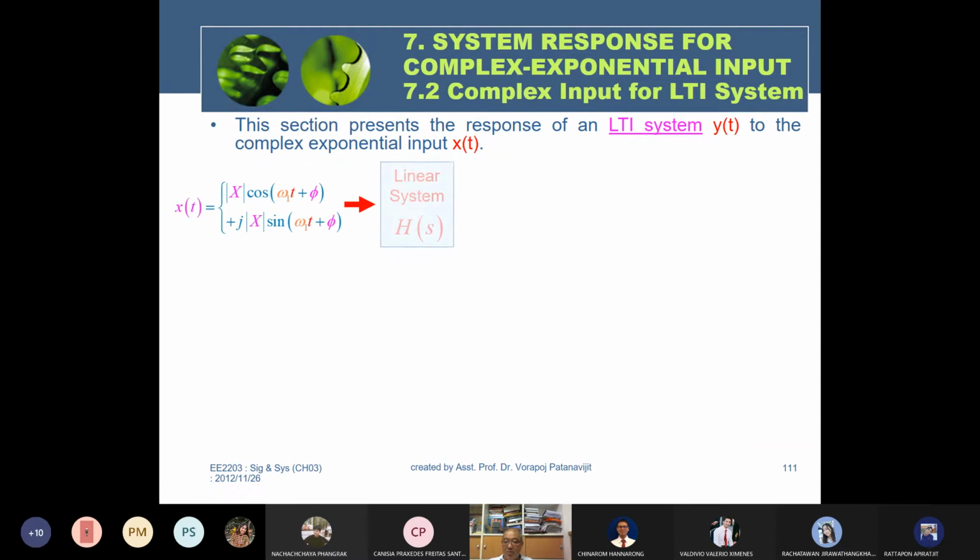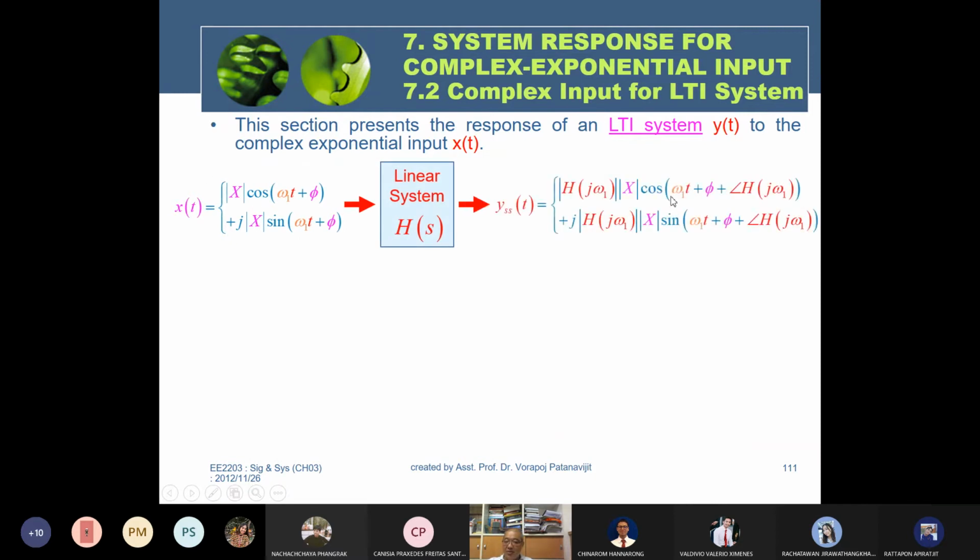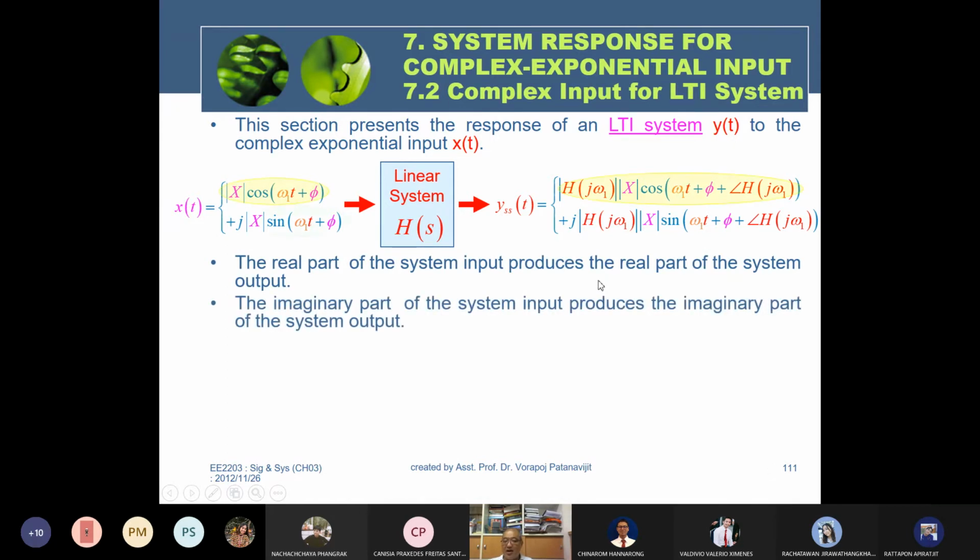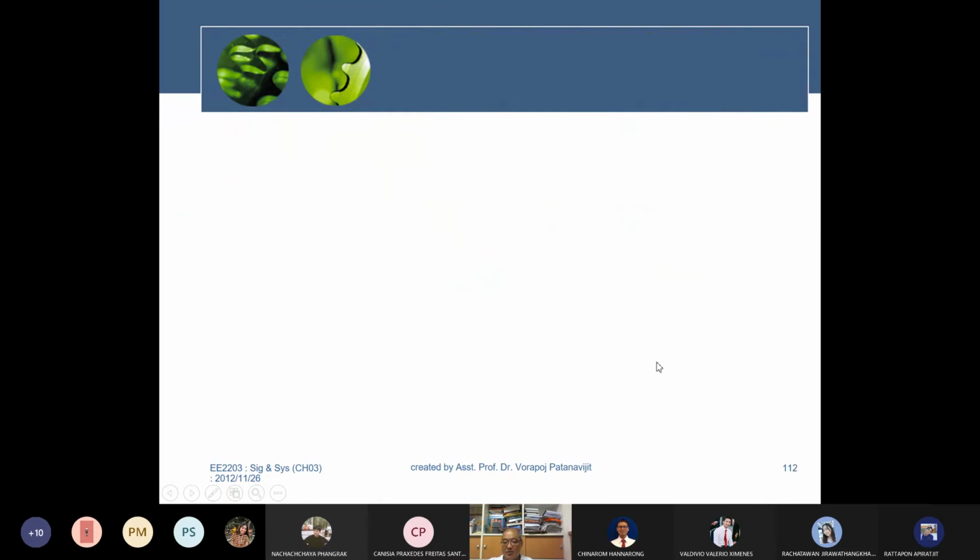Now, from the overall point of view, you can see that the real part and imaginary part of the input give the real part and imaginary part of the output, multiplied by the system function. The real part of the system input produces the real part of the output, and the imaginary part of the input produces the imaginary part of the output too.